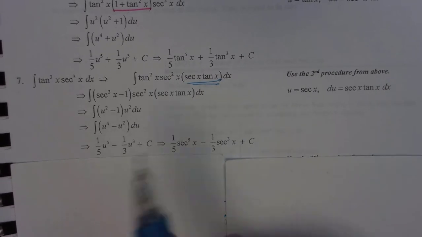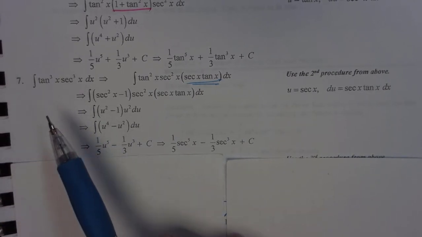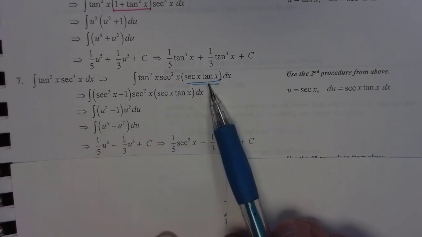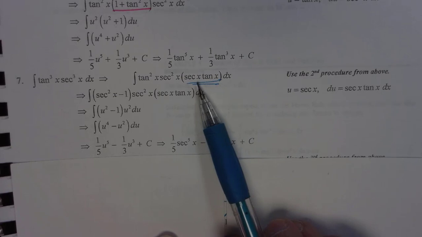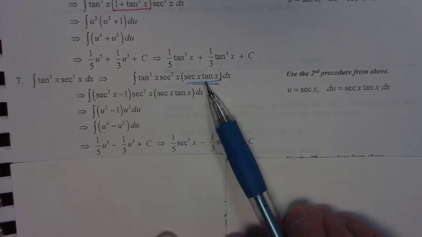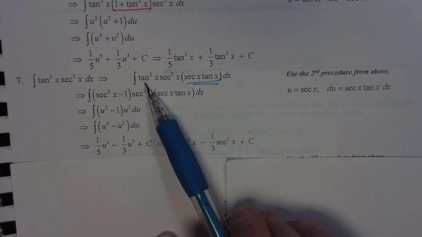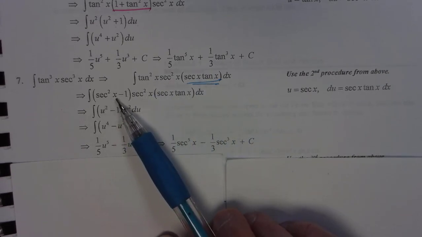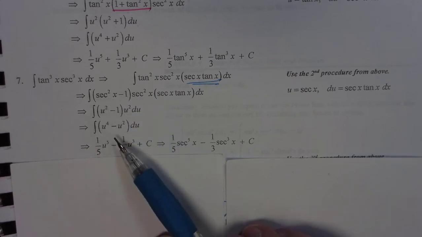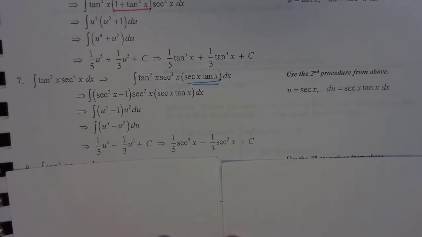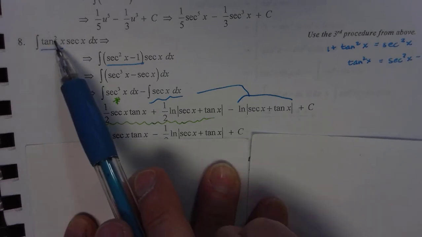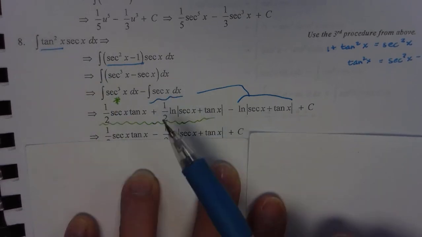Let's look at number 7. I have here m is odd. So I'm going to split off a factor of secant x tangent x. Now we know that to be the derivative of secant. It's going to make our u secant. So everything else should be in terms of secant. So I have secant squared here, and tangent squared is secant squared minus 1. So here's my u. This is u squared. This is u squared minus 1. Distribute the u squared, and we can again anti-differentiate. Simple.